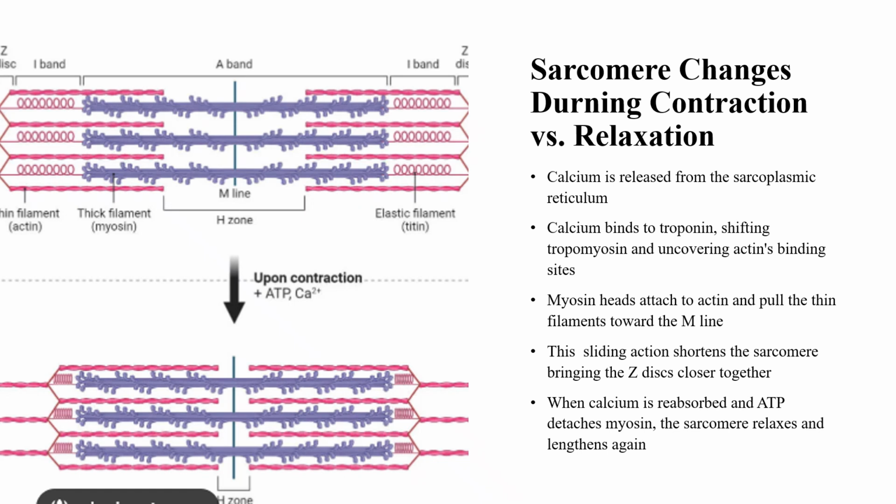And if you guys needed me to say it again: Z disc, relaxation, far apart; contraction, move closer together. A band, same width, whether it's relaxation or contraction. I band, when it's relaxation, it's wide. When it's contracting, it narrows or it disappears. H zone, relaxation, visible; contraction, it disappears. And then the M line is the center of the sarcomere in relaxation, and when it's contraction, it stays in the same place.